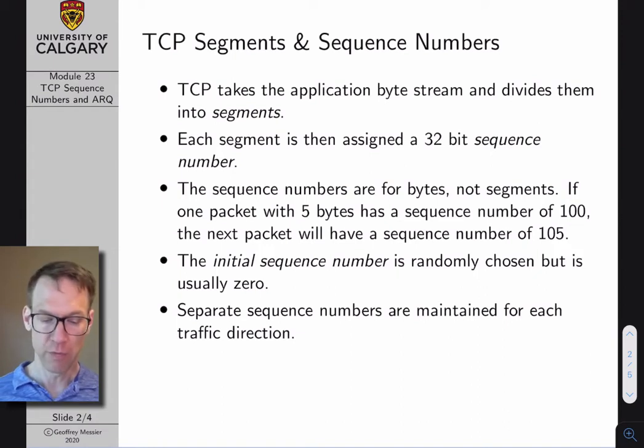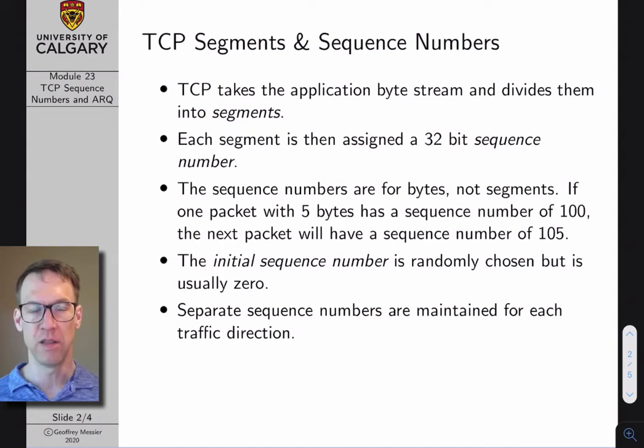So, for example, if one packet that contains 5 bytes of user data has a sequence number of 100, then the next packet will have a sequence number of 105. So the sequence number is essentially the byte index of the very first byte contained in the segment or packet. And we'll do an example, and this will be reinforced.